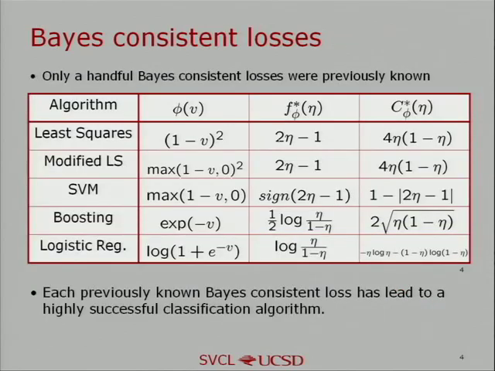On the other hand, unfortunately, only a handful of Bayes-consistent loss functions were previously known in the literature. Some examples include the well-known least squares loss that's used all over the place. Another example is the hinge loss that's used in SVM classifiers, or the exponential loss that's used in boosting. Another example is the log loss that's used in logistic regression and also in boosting. Each one of these previously known Bayes-consistent loss functions has led to a highly successful classification algorithm.